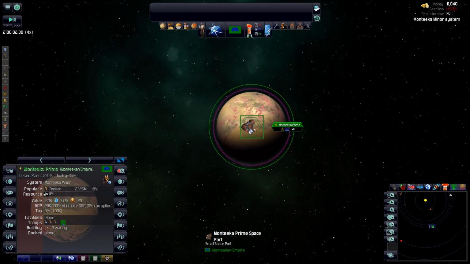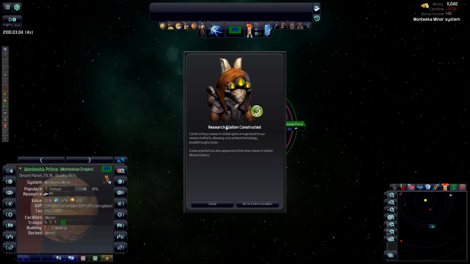Okay, and the research station is just about done. And there we go. Research station constructed. Constructing research station gives a huge bonus to our research efforts, allowing us to achieve technology breakthroughs faster. A new scientist has also appeared. Excellent.